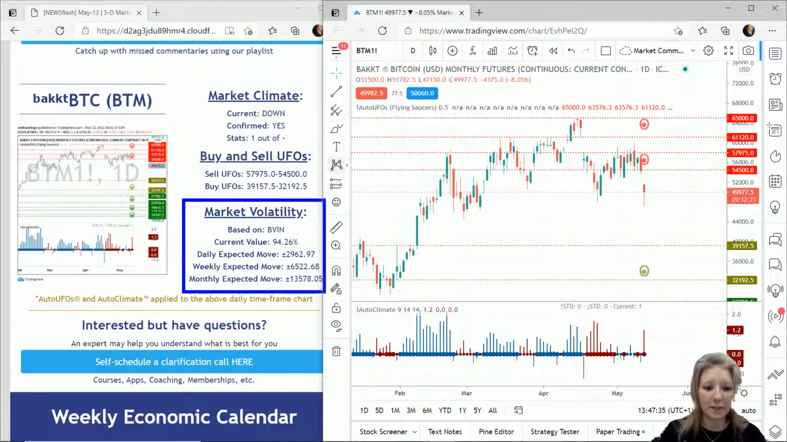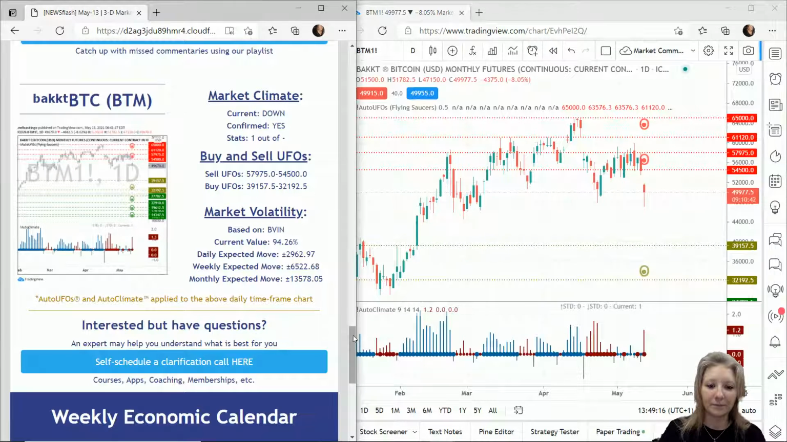When it comes to volatility, Bitcoin is the most volatile of the ones that we look at. So just bear that in mind. In a day, we'd expect movement up or down of 2,962.97 points. In 1 week, it would be up or down of 6,522 points. In 1 month, we would expect movements up or down of 13,578.05. So these are quite significant moves. Again, volatility is not good or bad. It depends how you see it, depending on how you feel about risk. But just bear it in mind.